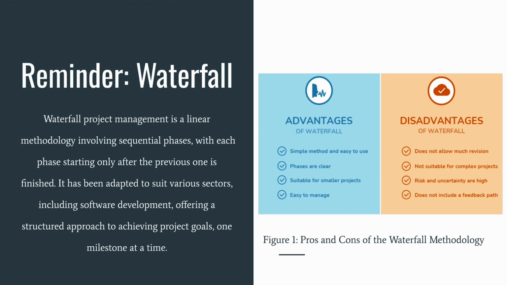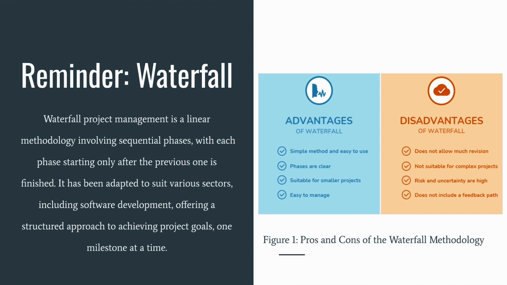Gantt charts are most commonly used during the waterfall method, so here's just a quick reminder of what the waterfall method is. It is a linear software development approach where each phase of the project is completed sequentially. The phases typically include requirement gathering, design, implementation, testing, deployment, and maintenance.